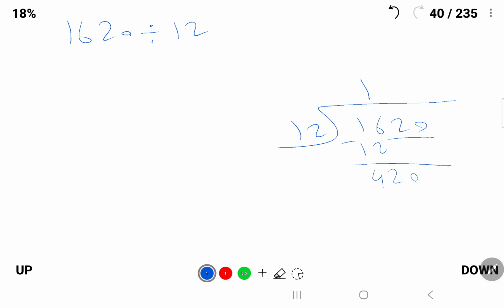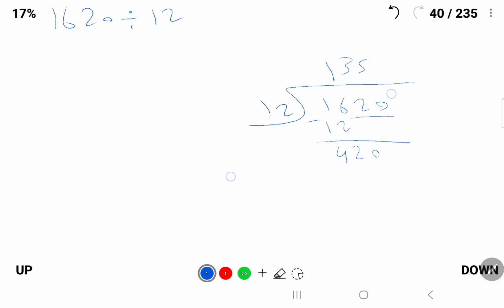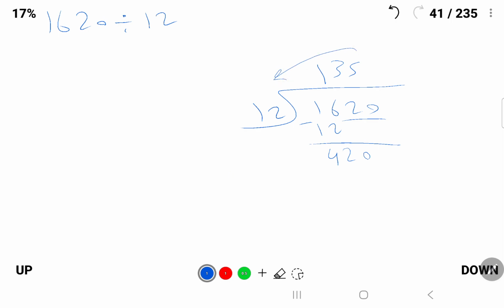So how many times does 12 go into 420? 35 times. So 35 times 12 is equal to 420. Now 420 minus 420 is equal to 0. So the final answer is 135.